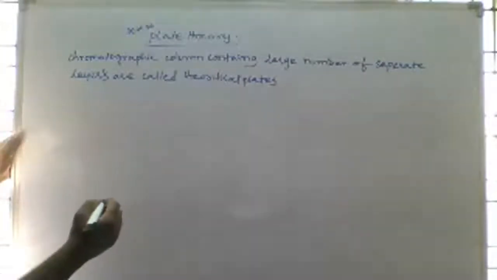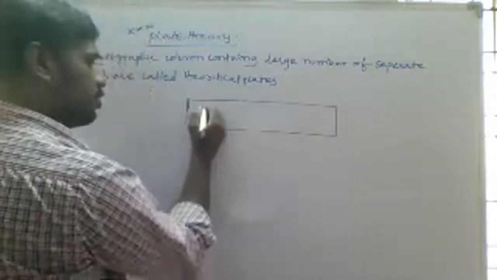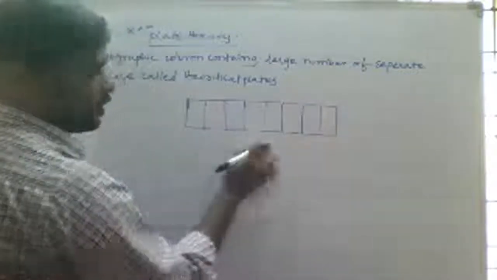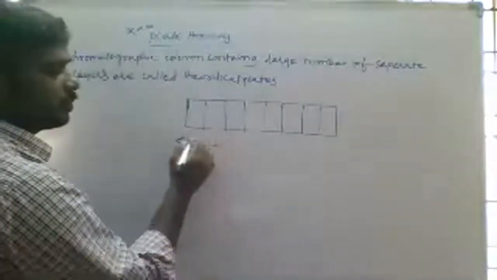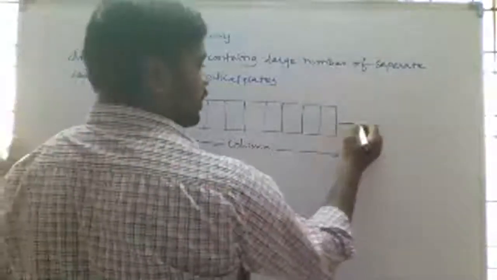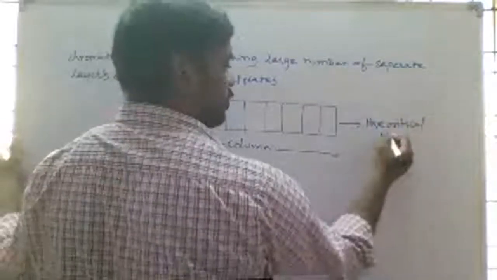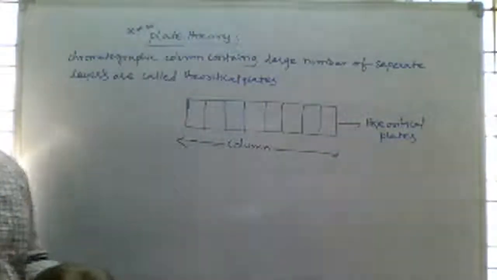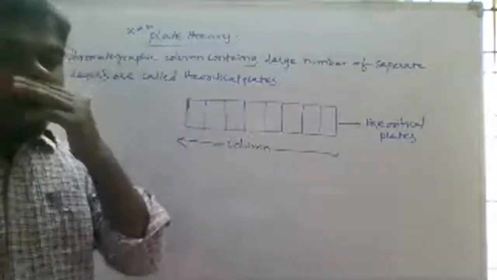So these theoretical plates can be seen here. This is a column, and these are the theoretical plates, nothing but imaginary layers. Here the large number of separate layers are the theoretical plates.